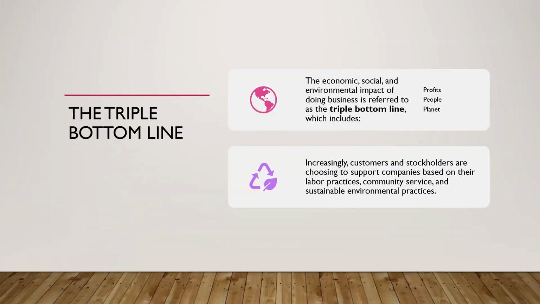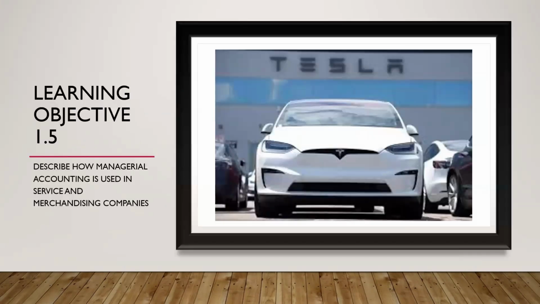The triple bottom line. The triple bottom line refers to profits, people, and planet. It is the economic, social, and environmental impact of doing business. Now, companies are recognizing that they have multiple responsibilities and that generating profits for owners and investors is only one aspect of being a socially responsible organization. They're realizing it. I thought there was only 4, but it appears that we have 5.